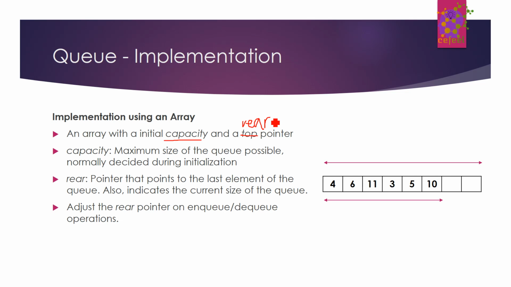So notice this is the queue which we have. Let's say we have 6 elements here: 4, 6, 11, 3, 5, 10. So normally capacity is the entire size of the queue, which is 8 in this case. Size is the current size, which is 6, and rear points to the 6th element in the queue, which is 10. Alright, cool. That's how we normally initialize or implement a queue using an array. Now let's move ahead and see the operations that we discussed a short while back.